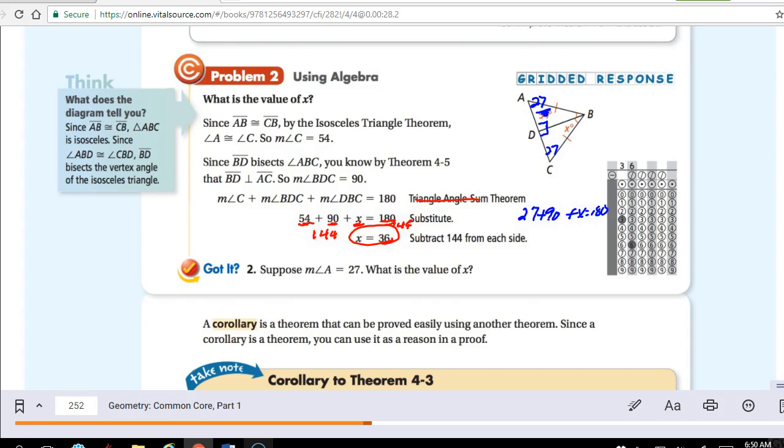Okay, and when we look at that particular problem, then that becomes 117 right here plus x equals 180, and if I subtract the 117 from both sides, x ends up being 63. Okay, so it's the same kind of formula, we just changed the number.